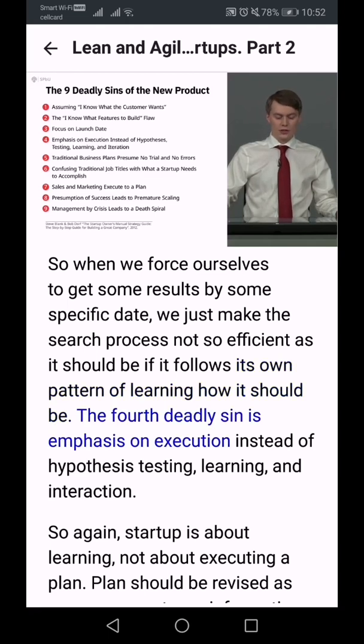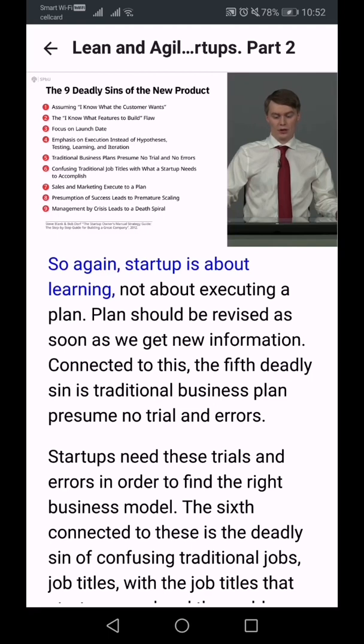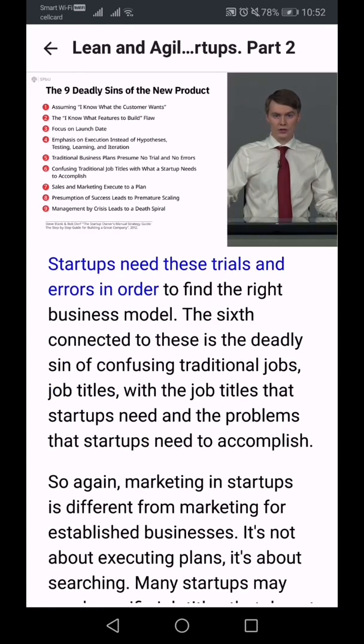The fourth deadly sin is emphasis on execution instead of hypothesis testing, learning, and interaction. So again, a startup is about learning, not about executing a plan. Plans should be revised as soon as we get new information. Connected with this, the fifth deadly sin is that the traditional business plan presumes no trial and errors, and startups need these trials and errors in order to find the right business model.